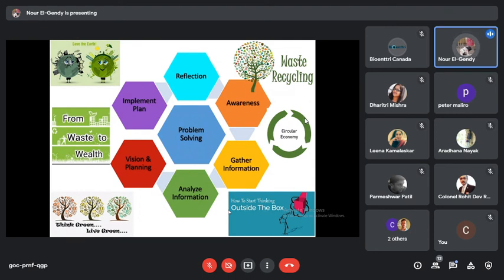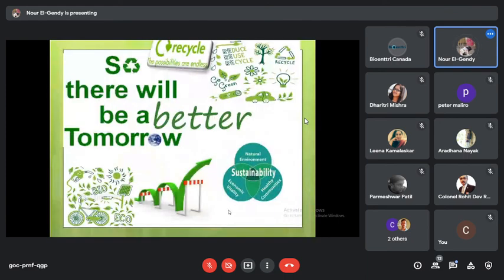Gather all the information for the available resources to be reused. Gather all the information of the problems we're facing from water scarcity or from pollution. Analyze the gathered information. Put your vision and the plan in a very cost-effective way and with a solution, suggested to use sustainable and eco-friendly solution. Implement a plan and see the reflection. Think green, live green, try to think out of the box to save our environment, save our air.